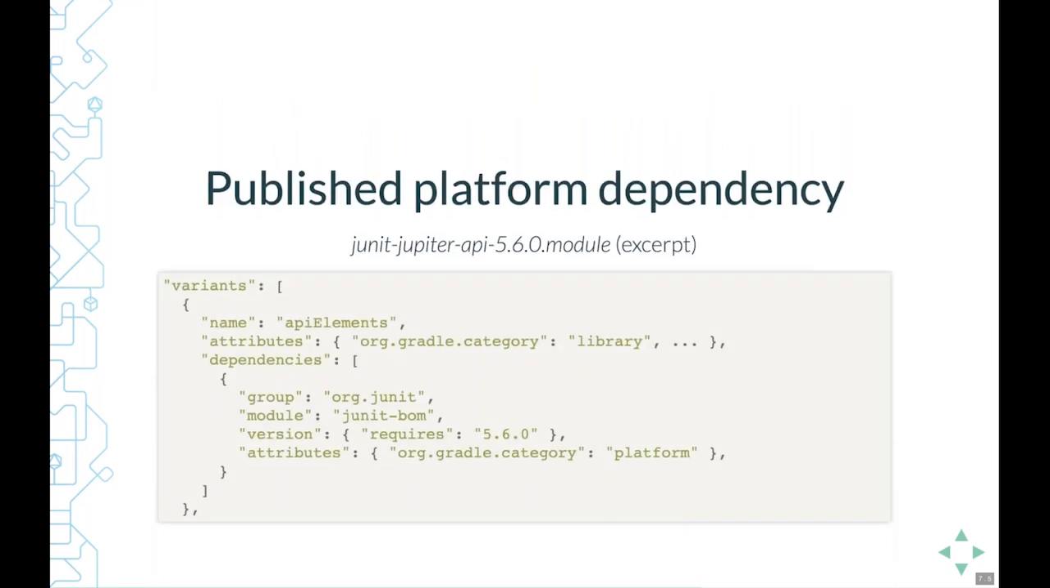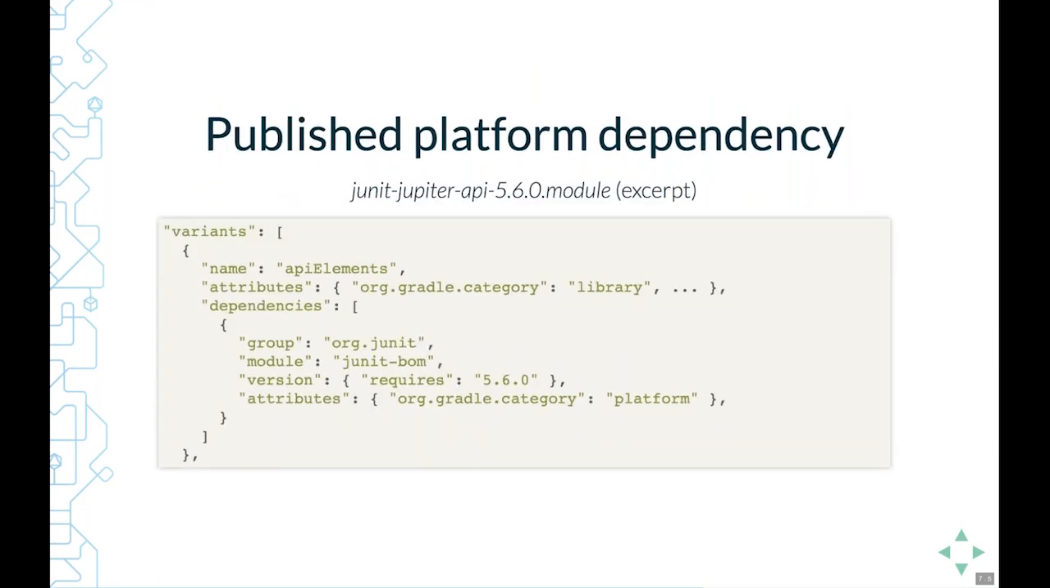Similarly, what they will be doing with JUnit Jupyter, because 5.6 is the currently under development version, in their API elements variant, which is the variant used for the compilation, they will have a reference to their bill of materials. And that allows features like alignment.